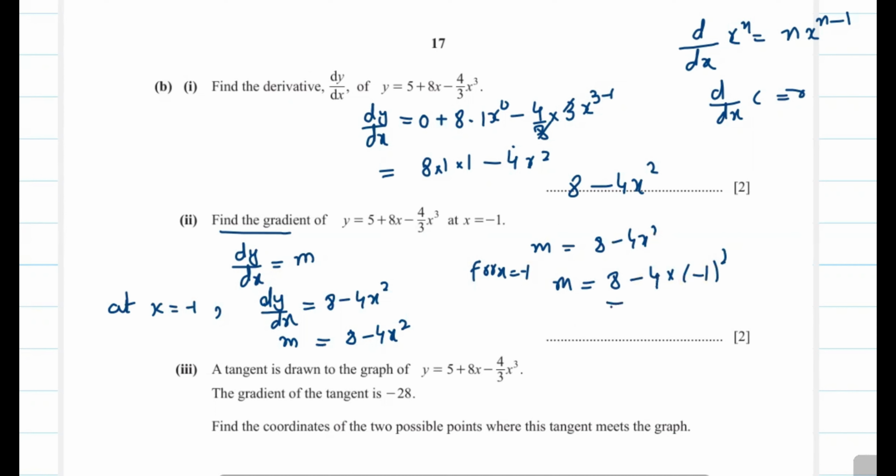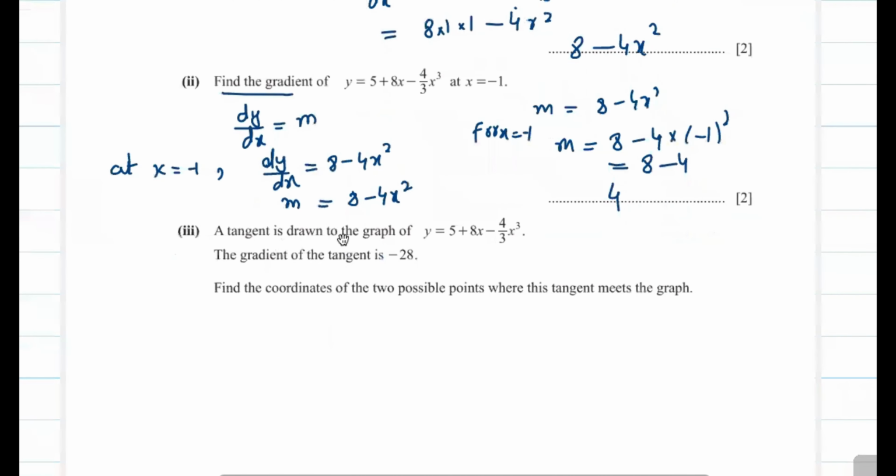The answer will be equal to 8 minus 4, that is 4 is the answer. Next is part three. The tangent is drawn to the graph of y equal to 5 plus 8x minus 4 over 3 x cubed. The gradient of the tangent is minus 28. Now find the coordinates of the two possible points where the tangents meet the graph.